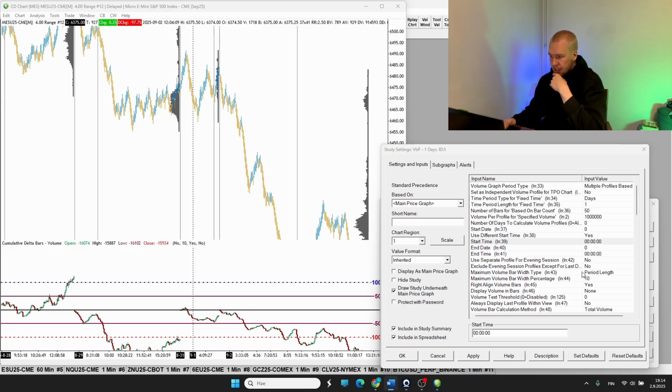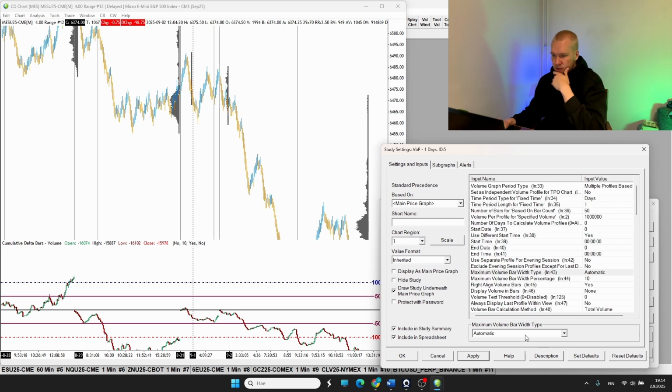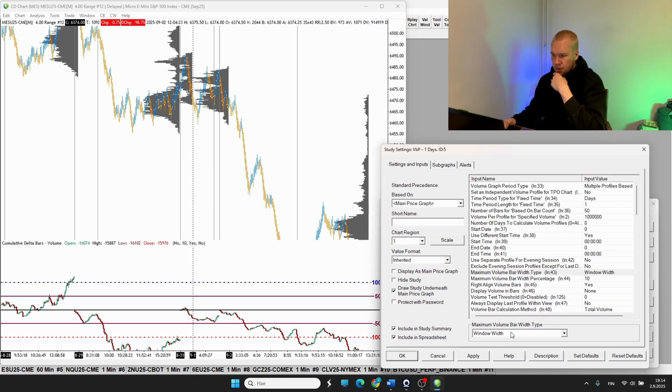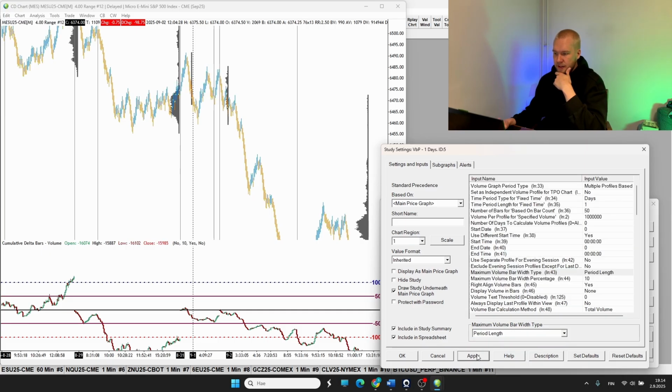So then the next thing we'll change is the maximum volume bar width type, and I believe this was automatic when you open the, or it might have been something different, but you want to make sure that this is period length. And we'll actually change the width percentage now a little bit. Let's try 25.